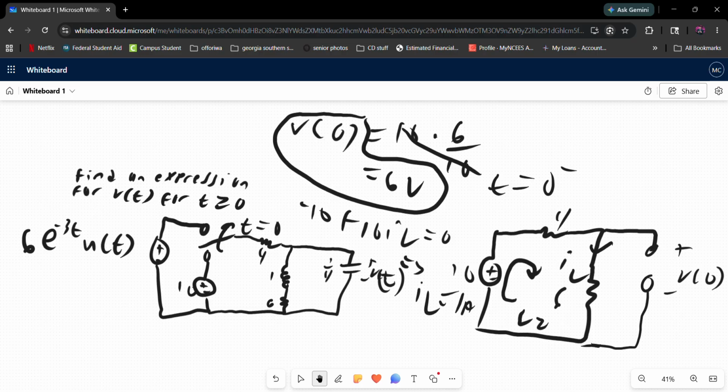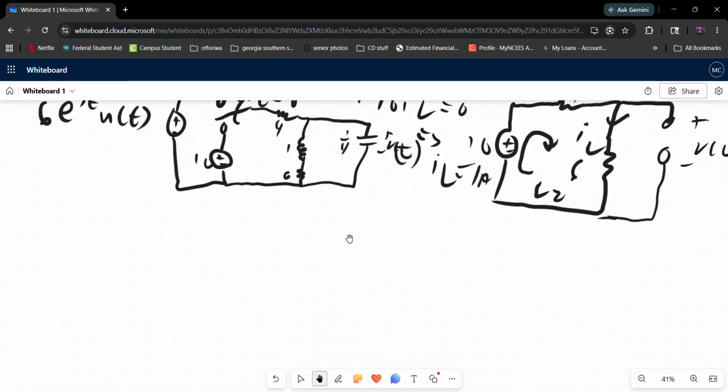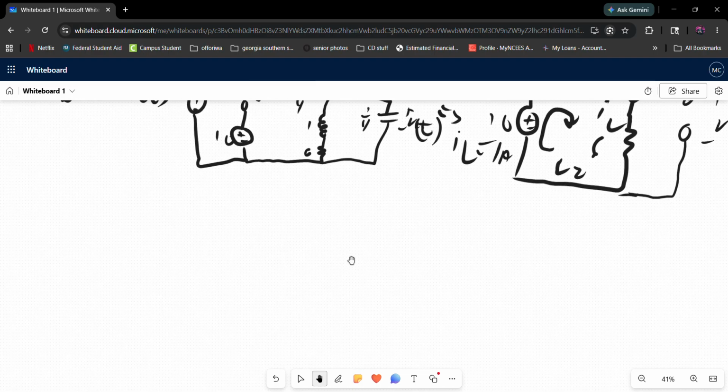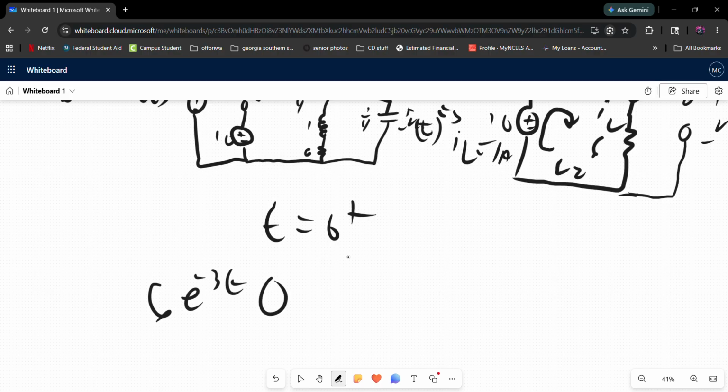Alright, so now that we have that, we can look at the t equals 0 plus case. So at t equals 0 plus, the unit step function is just always going to be 1, so we can just omit it here. So just 6e to the negative 3t. That's what we have here.